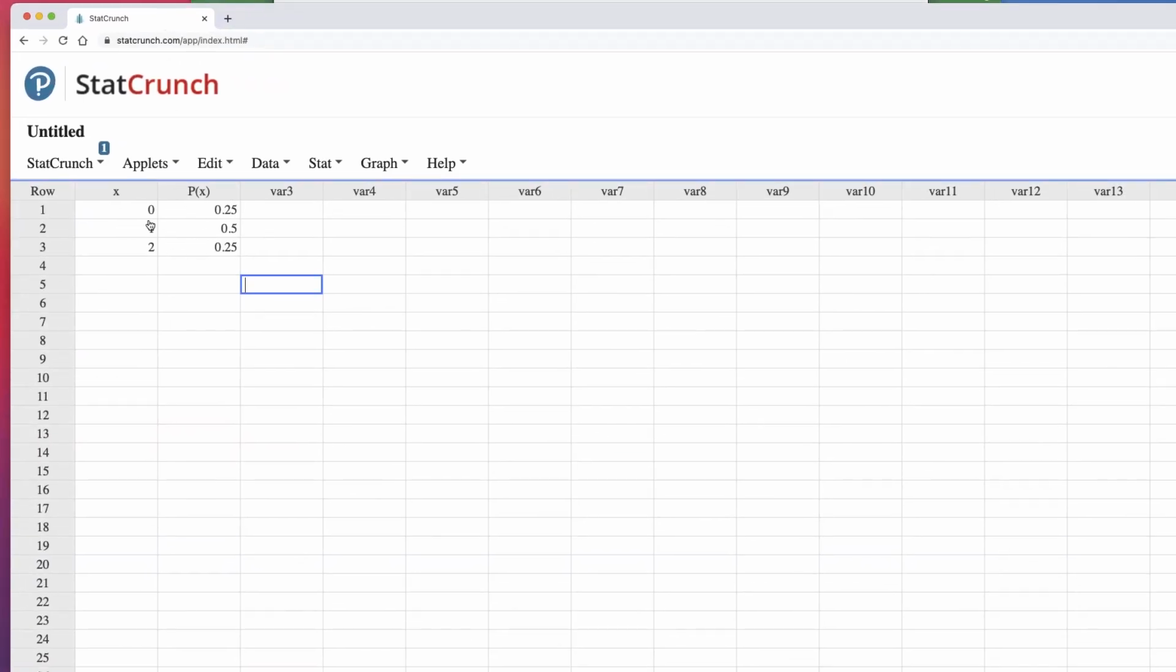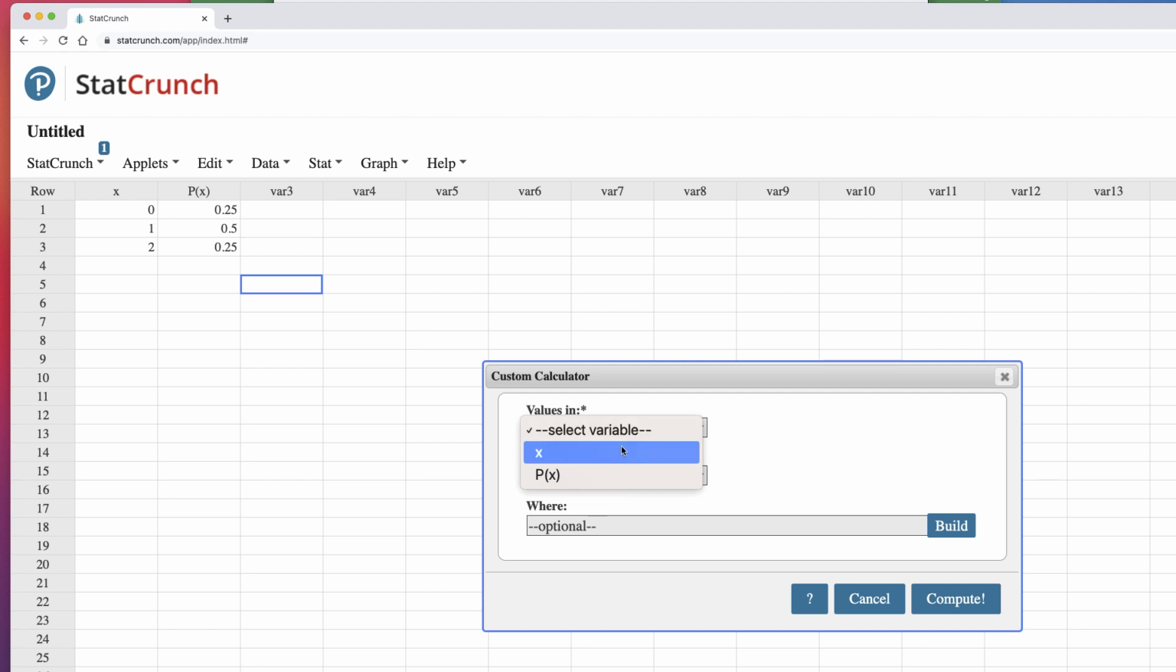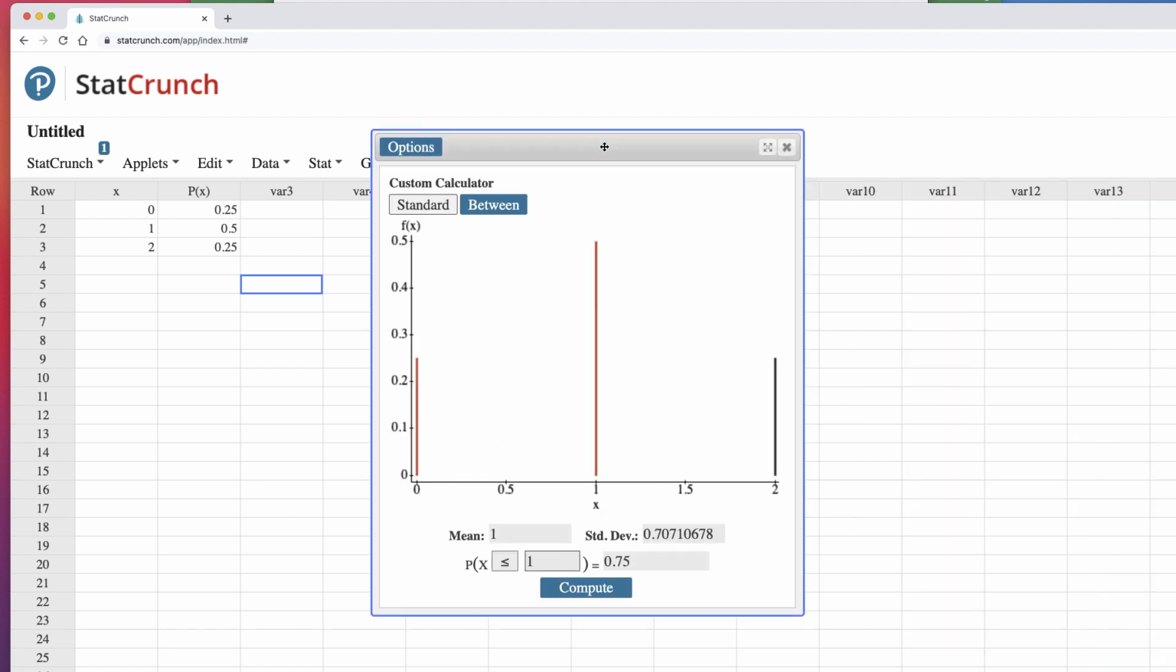I just pasted the information in here, and this is how you do any kind of probability distribution. It's explained a little more in that video. You go to Stat, Calculator, Custom. The values are in X, and the weights, or probabilities, are in P of X, right? And then compute. And there we have it. The mean of 1, and the standard deviation, which I just calculated as the same.